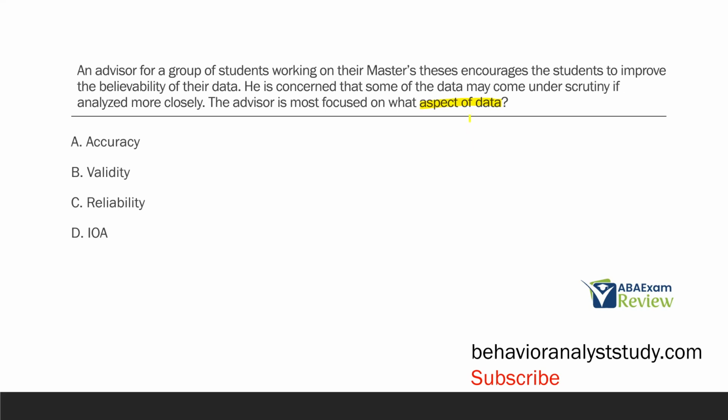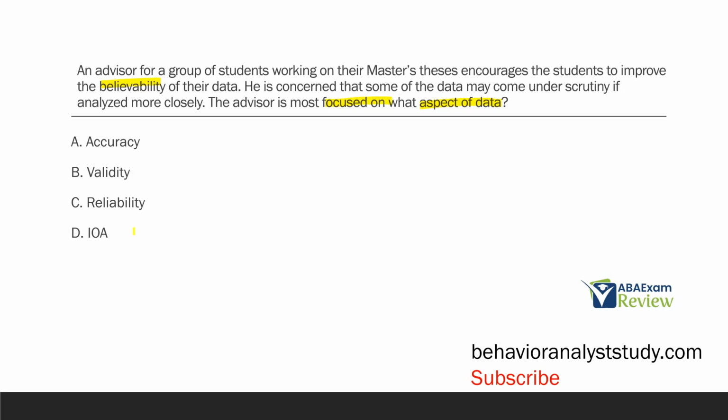So how can we improve the believability of the data? In other words, what is the advisor focused on here? Is he focused on A, the accuracy? Well, accuracy, like we just talked about, has to do with you measuring what actually occurred. What the advisor wants is to be able to believe what actually occurred based on your data. Same thing with validity and reliability. The thesis advisor is not questioning that you actually measured what you intended to, or that you could do it again, but he wants to see some sort of systematic way that focuses on believability.